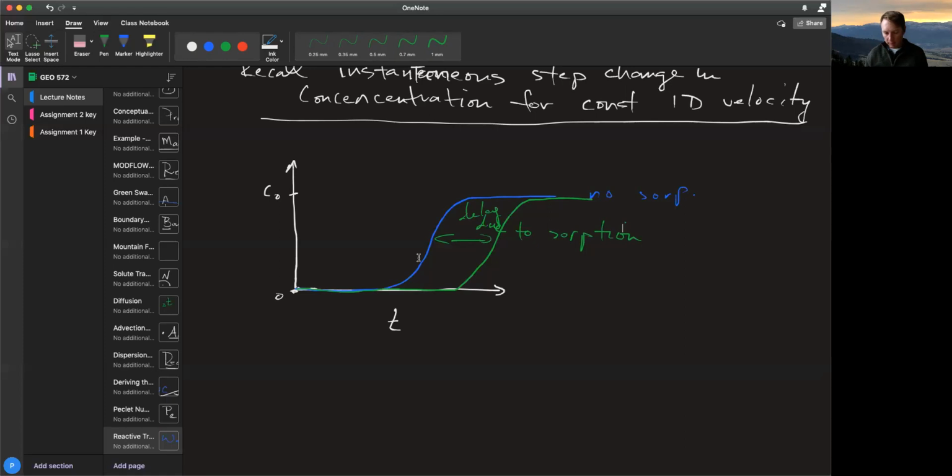I think I'll end the lecture there today, and then tomorrow we'll start talking about different kinds of reactions in the aqueous phase and how those reactions can get implemented.